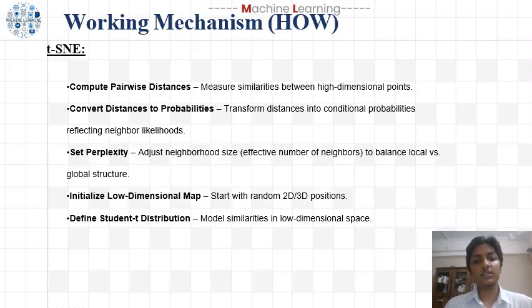This is the problem of Gaussian distribution. But if we use student t distribution, it has a very high end tail. So the differences between high dimensional space and low dimensional space is reduced. That is why we use student t distribution.